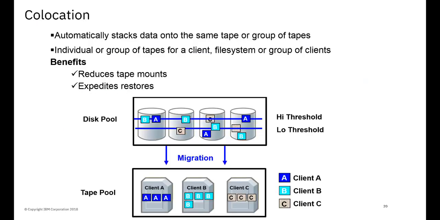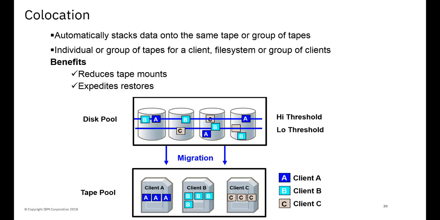Another option we have with tapes is the concept of colocation. What colocation does is it takes a tape or set of tapes and dedicates it to a specific Spectrum Protect client or group of clients. And the reason for this is then all of that client's data reside on a single tape or set of tapes. So when they go to do the restores, they don't have to jump over other people's data, nor do they have to mount as many tapes in order to complete the restores.